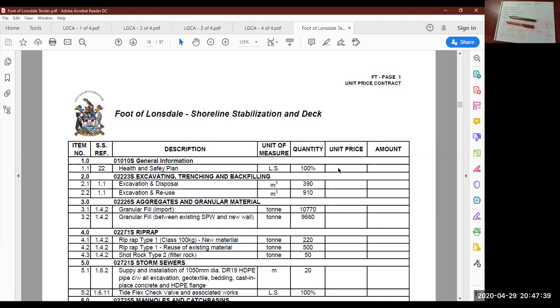Typically companies use some type of software. You don't have to though. It just makes it quicker when you're completing your estimate. The way this works is you'll come up with a unit price. You'll take this unit price, multiply it by the tender quantity, and that's your total amount.